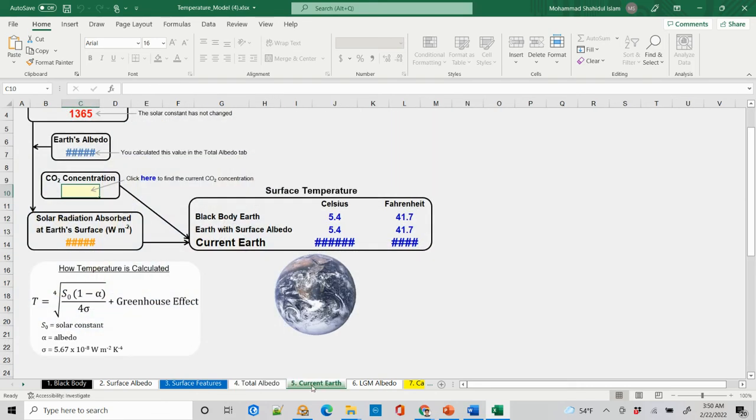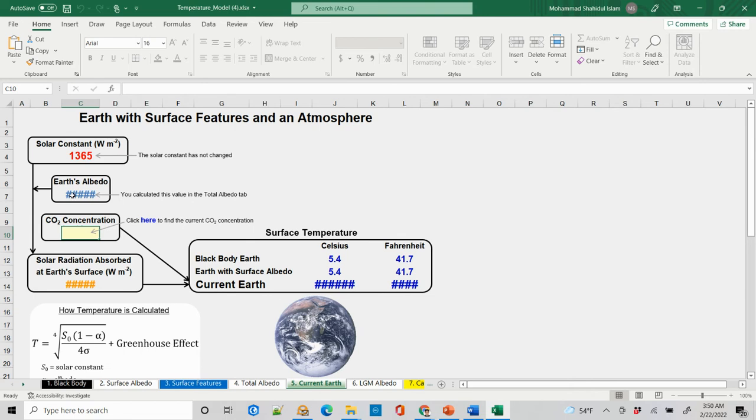Then go to question 5. So there is this one, the hash that you're seeing right now. It will come from the previous tab, so you don't need to do anything about that. All you need to do is to fill up this information in the yellow cell. In fact, this hash will also be calculated from the previous tab. So all you need to do is to fill up this information.